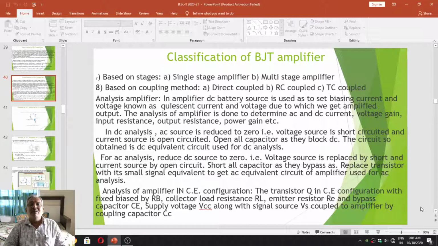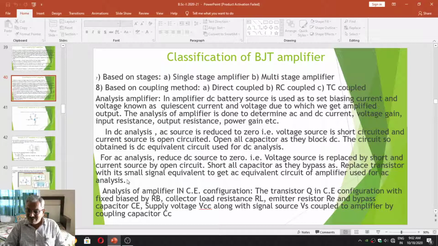Meaning thereby, here we have to replace the DC source by 0. By reducing the DC source to 0, if a voltage source is there, it is short circuited. If a current source is there, then it is open circuited. Short all the capacitors as they bypass AC. Replace the transistor by its small signal equivalent model. And that resulting model is known as the AC equivalent amplifier model used to perform the AC analysis.